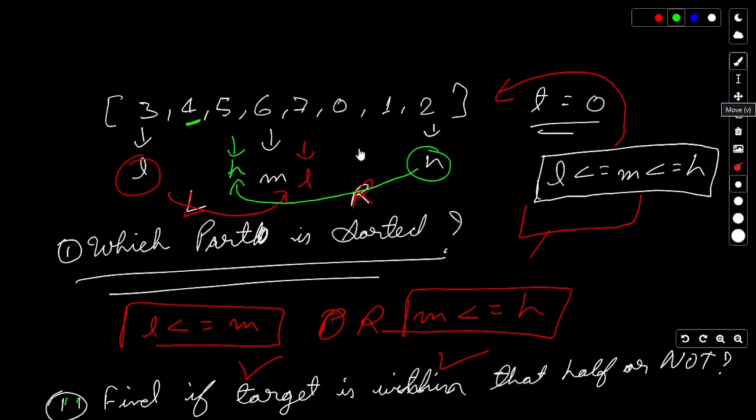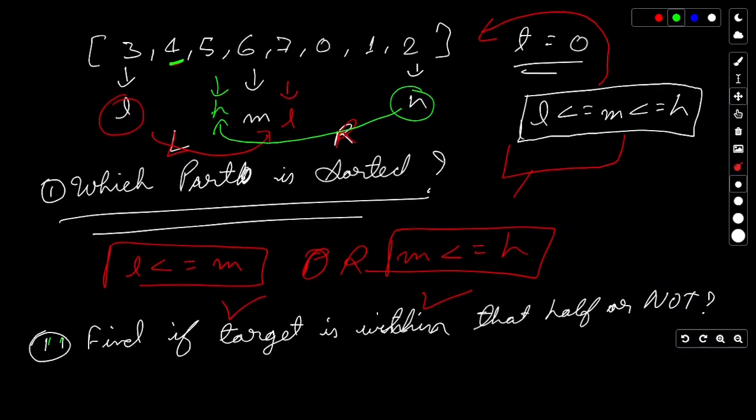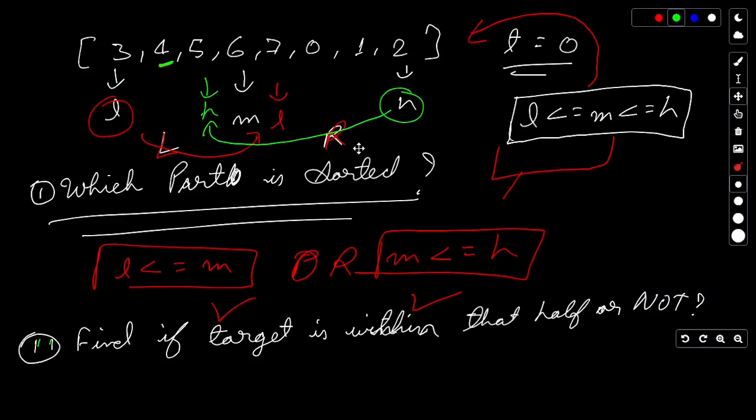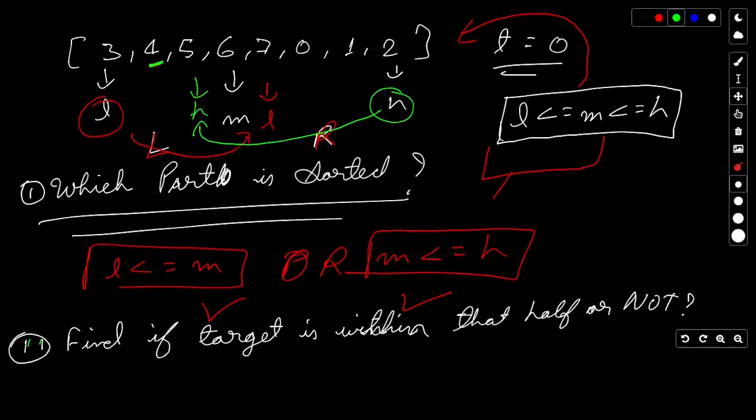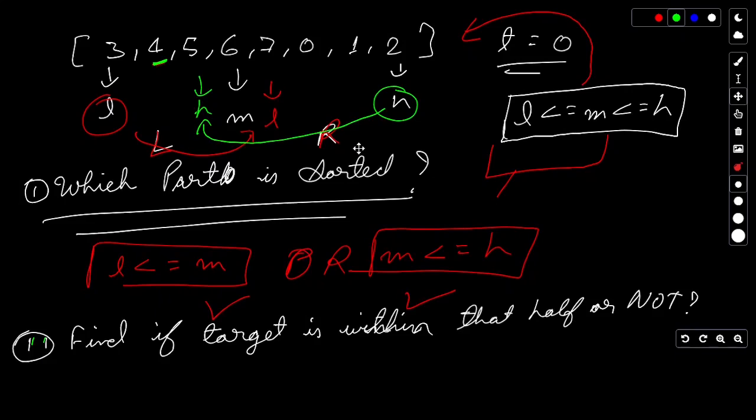And we will continuously apply this algorithm, everything that we have been doing, until we find our target. And in case we don't find our target, we simply have to return -1. So now let's directly jump down to the implementation of this problem.